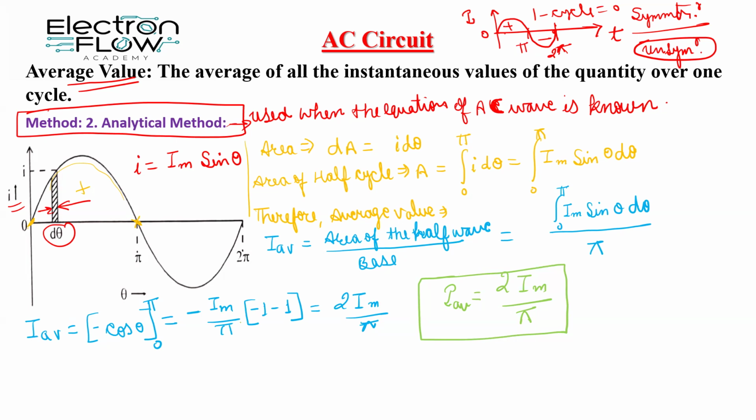This calculation is done for a sine wave. For a sine wave, the average value I average is equal to 0.637 times the maximum value.